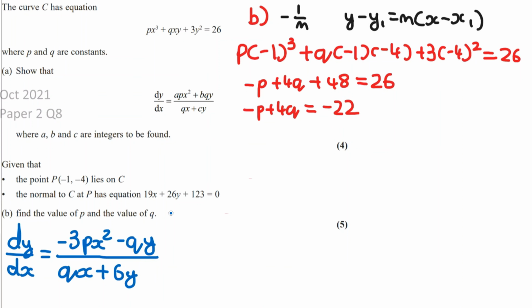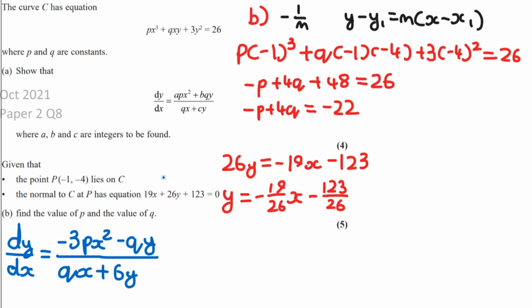So how do we get the second simultaneous equation? Well, this is when we use this second bullet point here, where we're told that the normal at P has this equation here. And what we can do with this equation is rearrange it into the form y is equal to mx plus c, where m is the gradient, so we can find the gradient of the normal. So if we do this, let's move this 19x and this 123 onto the other side, so we get this here, and then divide both sides by 26, so we get the equation of the straight line in the form y is equal to mx plus c, like this here, where m is equal to minus 19 over 26. So the gradient of the normal is equal to minus 19 over 26.